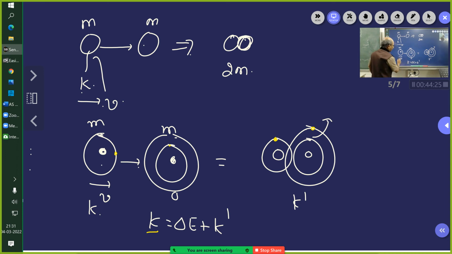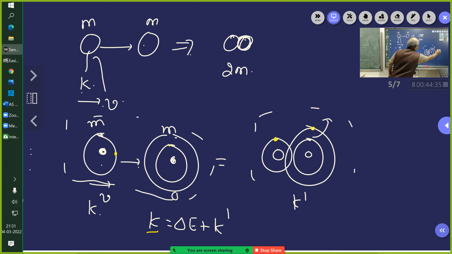This is the kinetic energy of the system before collision. After collision, this is the kinetic energy of the system, plus this energy, delta E, which has been utilized to excite the electron from the ground state to its next state. Yes, sir. Hello, are you with me?